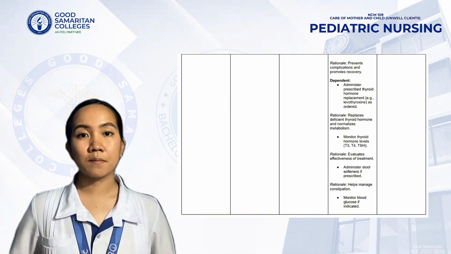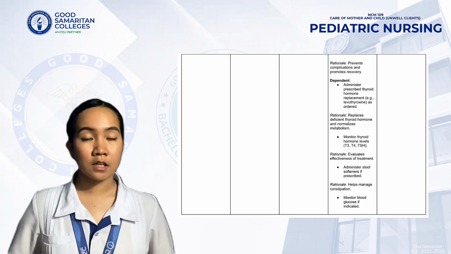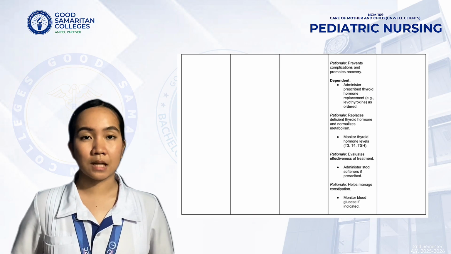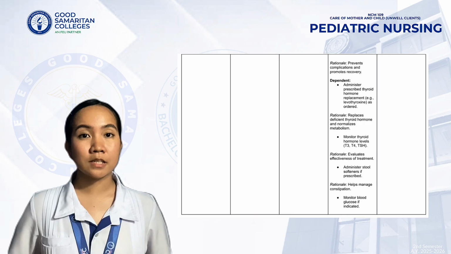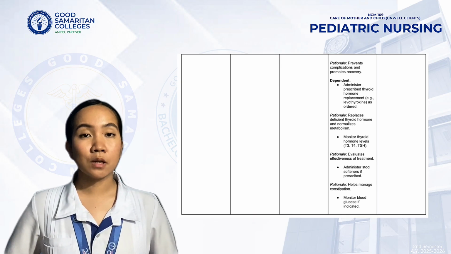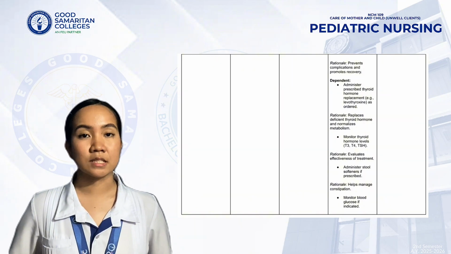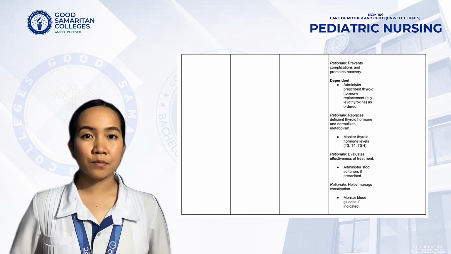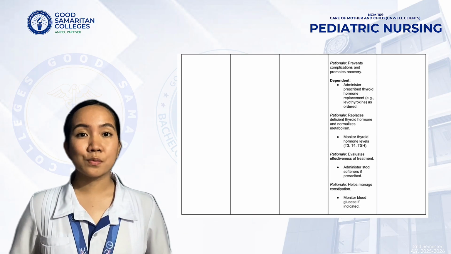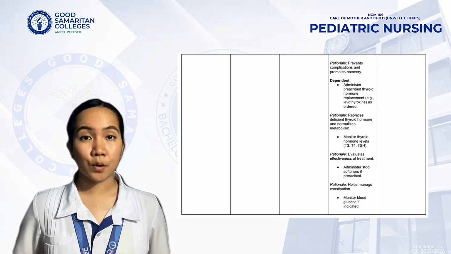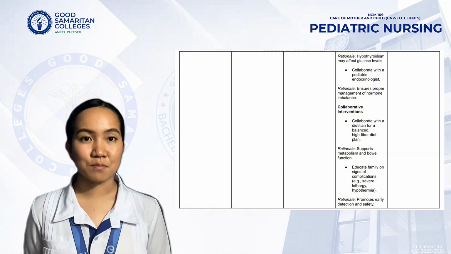For dependent nursing interventions naman po, we're going to administer thyroid hormone replacement such as levothyroxine to replace deficient hormones and normalize metabolism. So, next po, i-monitor natin yung laboratory values niya, yung T3, T4, and yung TSH to evaluate effectiveness of the treatment. Also, we're going to administer stool softeners if prescribed po para ma-relieve yung constipation. And also, i-monitor po natin yung blood glucose if indicated dahil pwede pong bumaba ang blood sugar ni patient. And magko-collaborate po tayo sa pediatric and endocrinologist for specialized management.